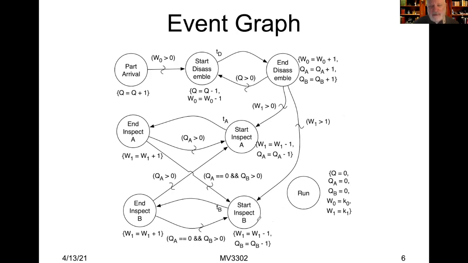So start inspect B will occur. Now W goes from 2 to 1 and then schedules this after a delay. Again, this is going to be in the future. And then start inspect A event will occur next because they were scheduled at the same time. And so now W1 goes from 1 to 0 and then QA, et cetera. So in this particular case, even though these events are occurring at exactly the same time, the order that these state transitions occur doesn't matter. And you should convince yourself that that's the case.